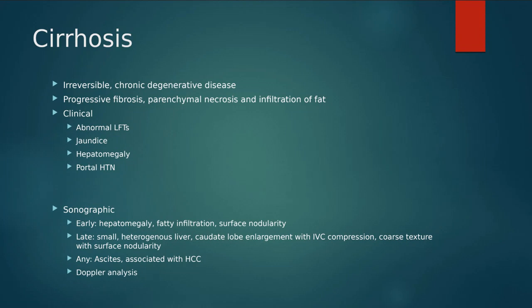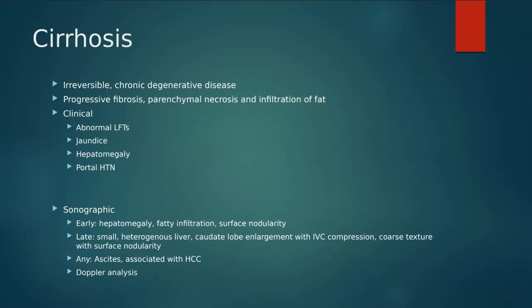Clinically, we are going to be seeing abnormal LFTs. We are going to see patients with jaundice. We are going to see them with hepatomegaly, depending on how early they have it. We'll talk about that in a second. And we are also going to see portal hypertension in cases of cirrhosis. Now, on ultrasound, again, it depends on which stage of cirrhosis you're in. Have you just fallen into the early cirrhosis category? Have you had cirrhosis for years? That is all going to matter when we are looking at this on ultrasound.